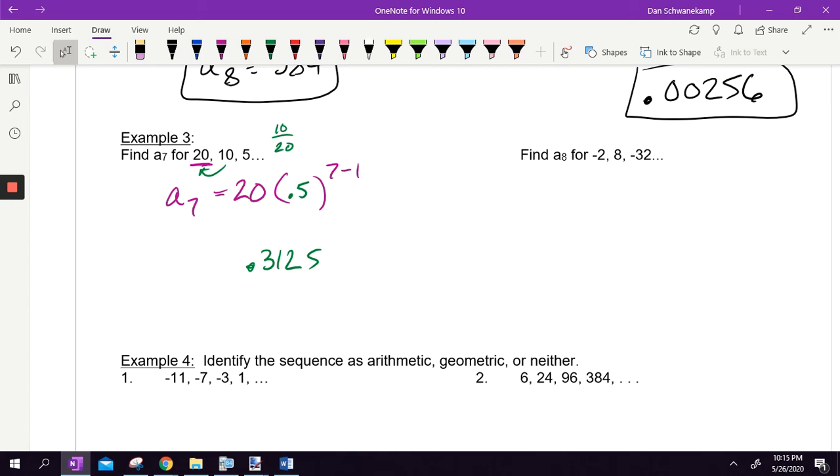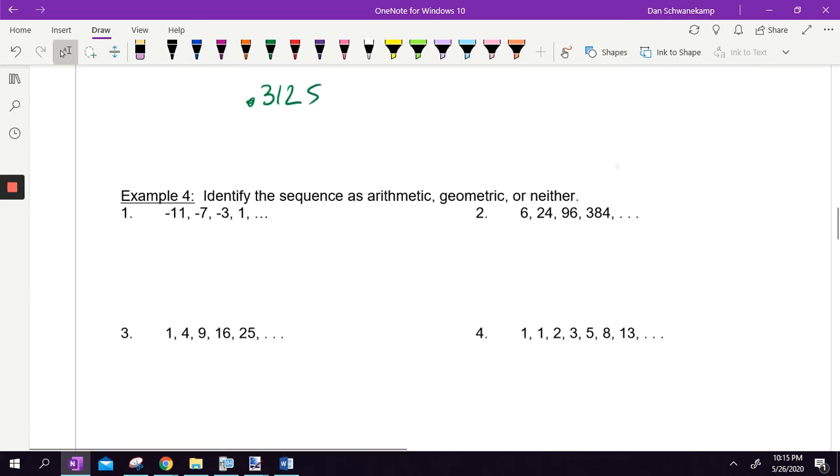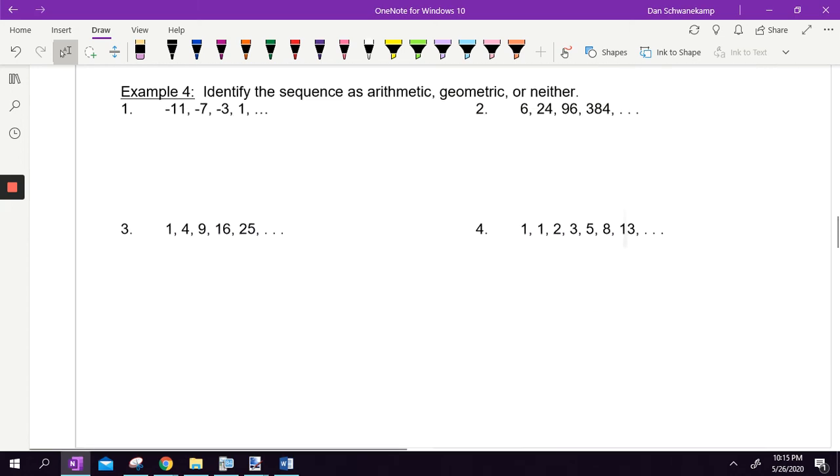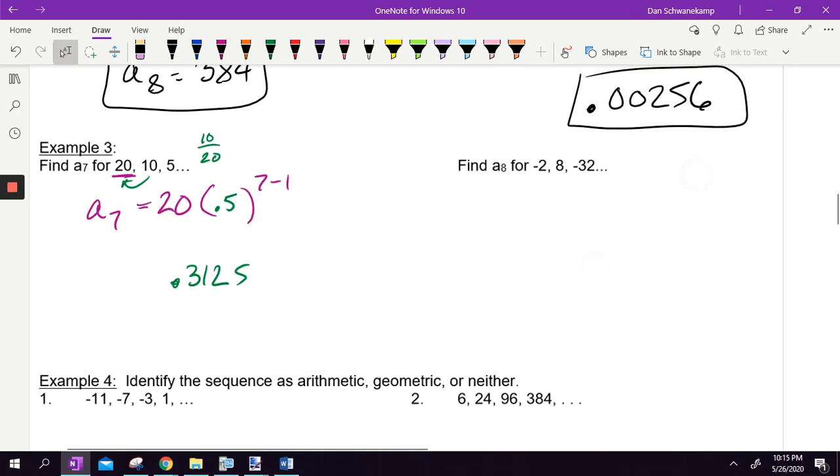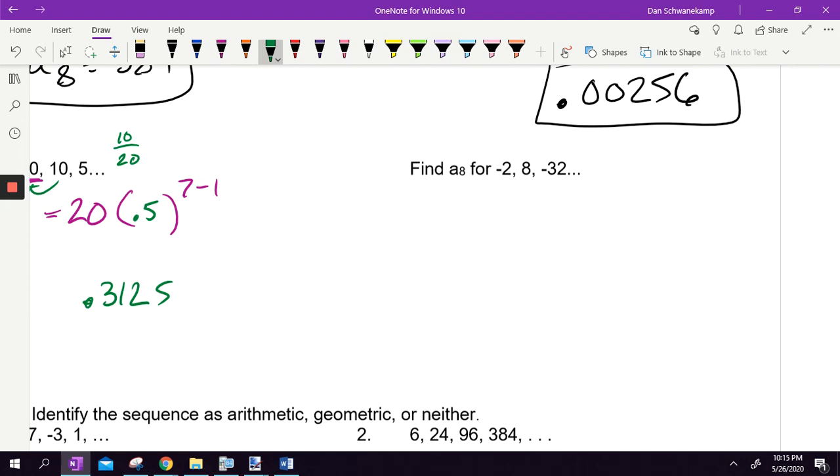All right, I feel like we got an idea for that. Let's keep going from there. Actually, let's just do this last one because the last part we've done that plenty of times, so I'm not going to worry about that. Let's do this last one. Find a sub 8 for that setup right there. So we're doing a sub 8.